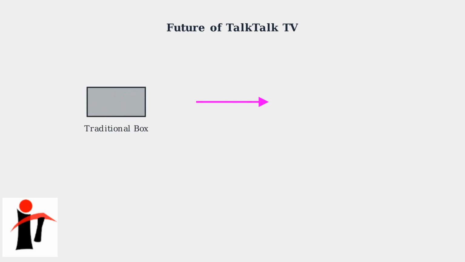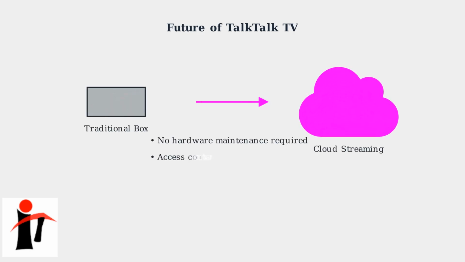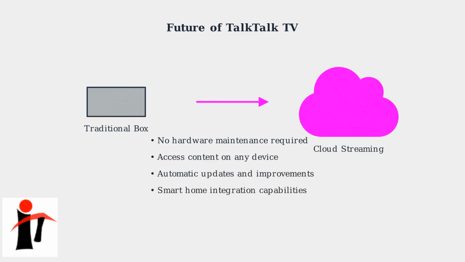While these troubleshooting techniques remain valuable, TalkTalk is transforming its TV service delivery model. The future points towards streaming-based solutions that reduce dependence on traditional hardware. TalkTalk is shifting from traditional set-top boxes to app-based streaming services. This transition offers greater flexibility, reduced hardware costs, and integration with modern smart home ecosystems.